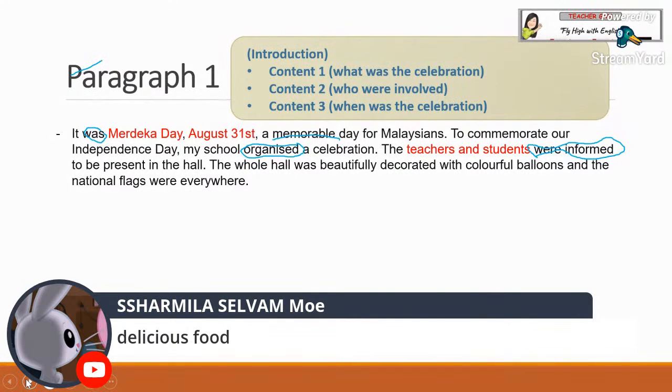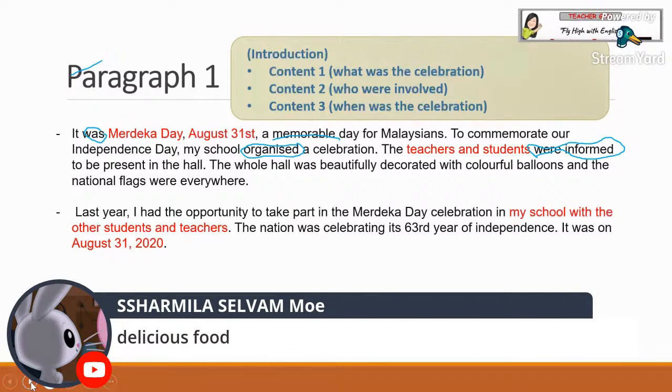Okay. The whole hall was beautifully decorated. So you see the words beautifully decorated, you see the words colorful balloons, and the national flags were everywhere. Okay, this can be your introduction.